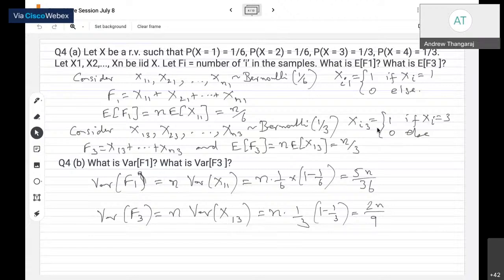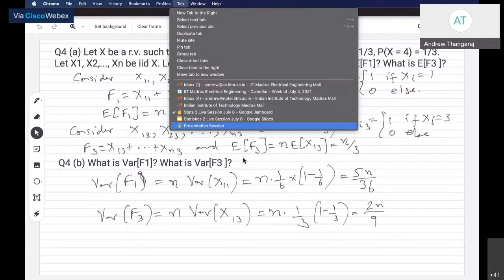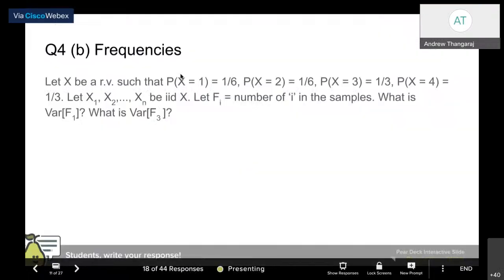Okay, so as n becomes really, really large, the F1 is going to concentrate around n/6, isn't it? So that's the essence of the weak law of large numbers. This is an important thing to remember, and quite intuitive. Okay, so that's something nice to know.